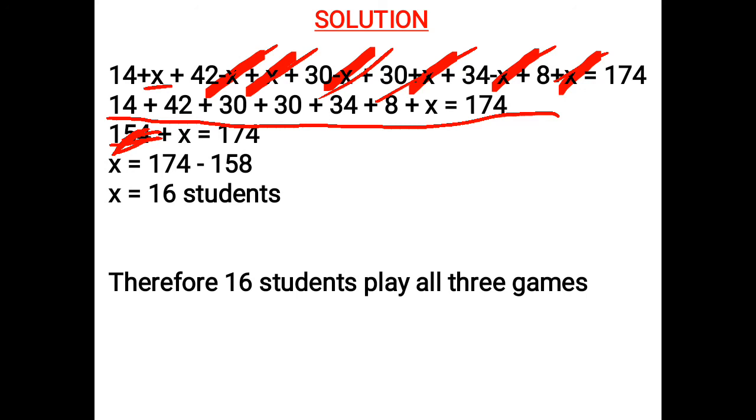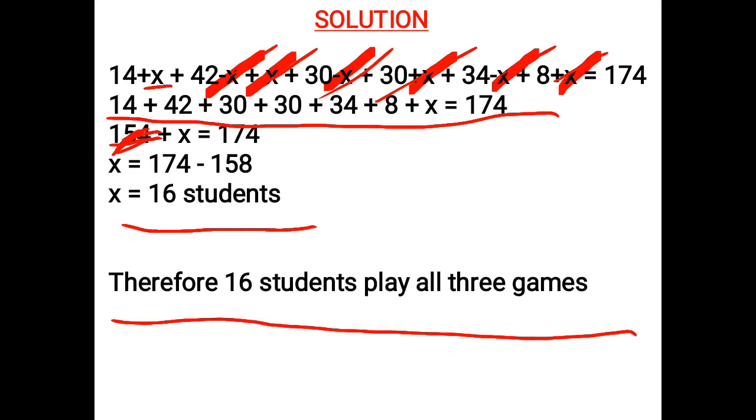So we group like terms. X is equal to 174, then the 158, which I'm saying is not 154 but 158, crosses the equal sign and it becomes negative 158. So 174 minus 158 is equal to 16. So x is equal to 16 students. Let us not forget our unit, which is students. So therefore, 16 students play all 3 games.